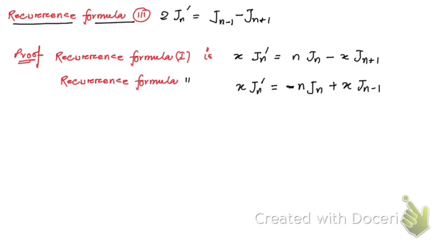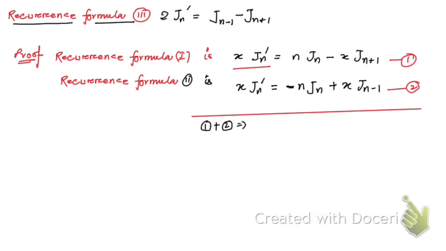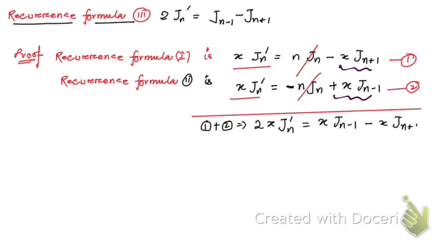Now this is equation number 1, equation number 2. Now let us add these two equations. If we add these two equations, these two give 2xJn dash is equal to, these two terms are gone, so we have got xJn minus 1. Let me write the positive term first. Okay, then the negative term, this one. So hope you have understood this.